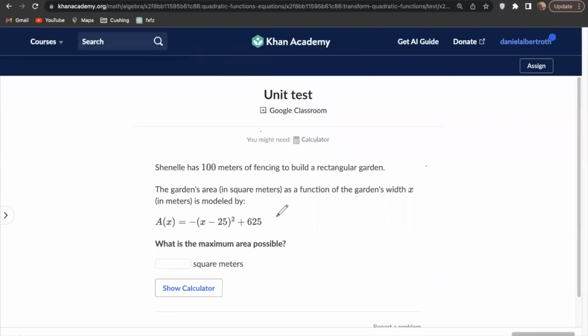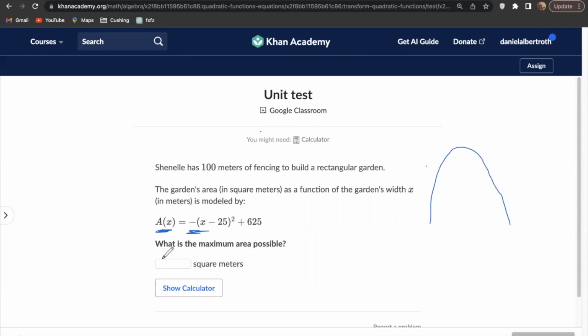All right, ready. This question says Chanel has 100 meters of fencing to build a rectangular garden. The garden's area in square meters as a function of the garden's width is modeled by A(x) = -(x - 25)^2 + 625, and it's asking what is the maximum possible area. This is a quadratic function, so it's going to be a U shape. The x squared term is going to be negative because of that negative sign in the front, so we're going to get a negative quadratic function. That means an upside down U shape.